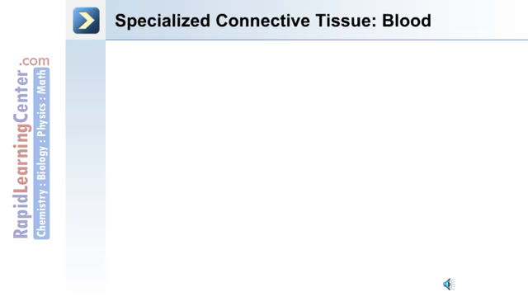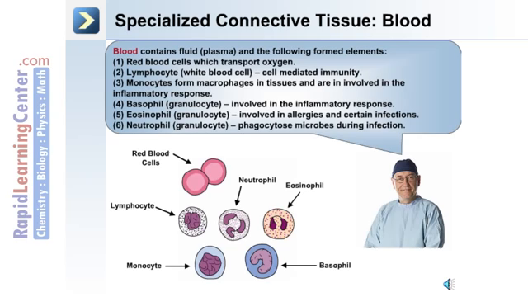As we mentioned, blood is a specialized connective tissue. It contains a fluid portion known as plasma and the following formed elements or cells. Number 1, red blood cells. These function to transport oxygen. Number 2 are lymphocytes, which are white blood cells. They perform cell-mediated immunity.